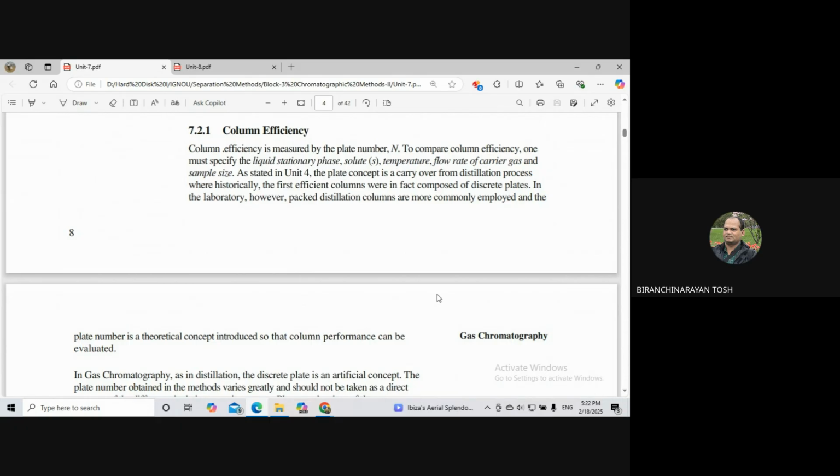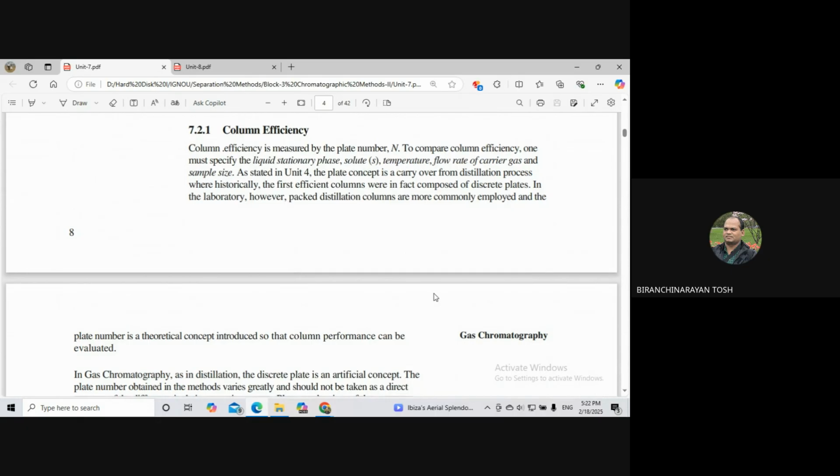The plate concept is a carryover from the distillation process, where historically the first efficient columns were in fact composed of discrete plates. In the laboratory, however, packed distillation columns are more commonly employed, and the plate number is a theoretical concept. So in gas chromatography, as the discrete plate is an artificial concept, the plate number obtained in this method varies greatly and should not be taken as a direct measure.